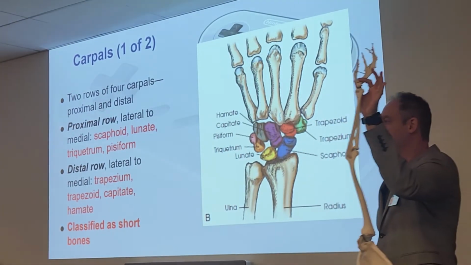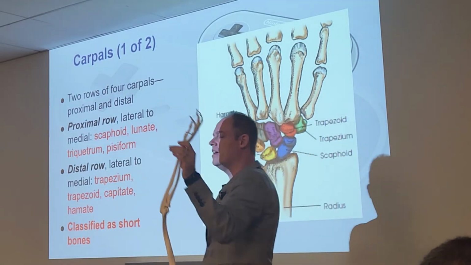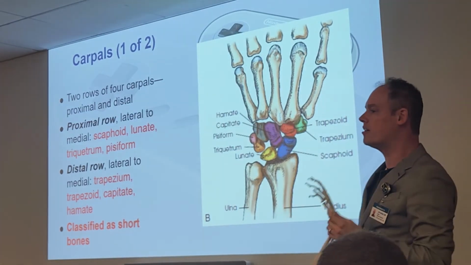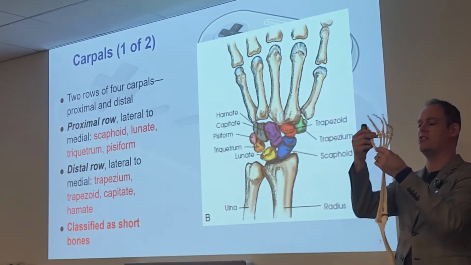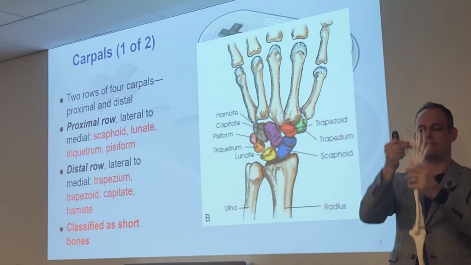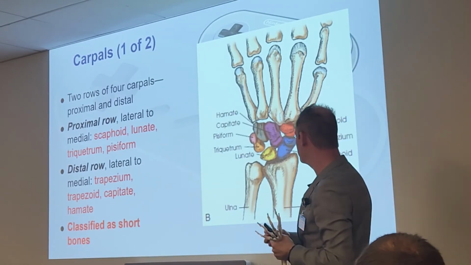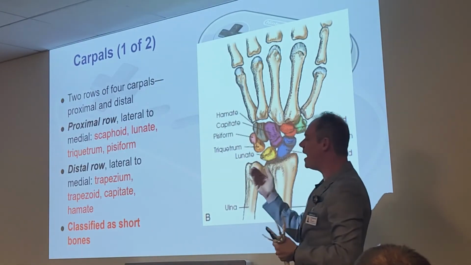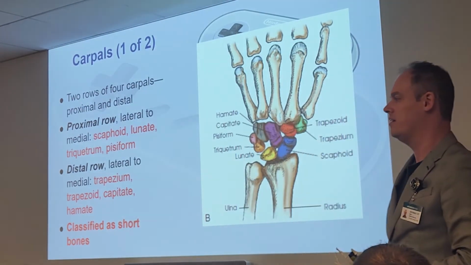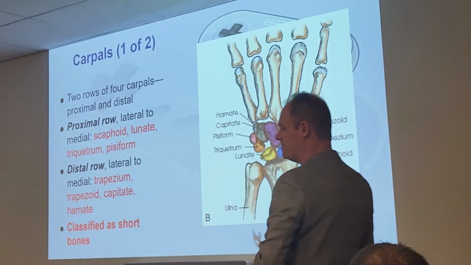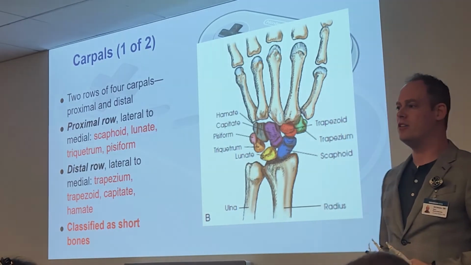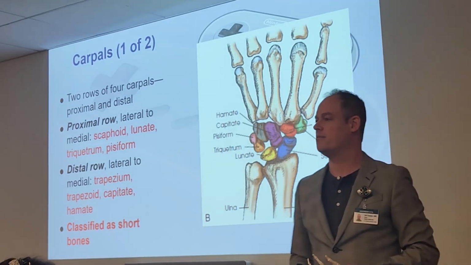Right here, there are 8 total carpal bones or wrist bones, and they're composed of 2 rows. We have a distal row of carpals and a proximal row of carpals. Distal row is on top, proximal row is on the bottom. On the proximal row, that's where we're going to start. Proximal row is right here, guys. We have the scaphoid, the lunate, the triquetrum, and the pisiform. That is how you say it, pisiform. It's the smallest, by the way. The pisiform is the smallest. Scaphoid, lunate, triquetrum, and pisiform.